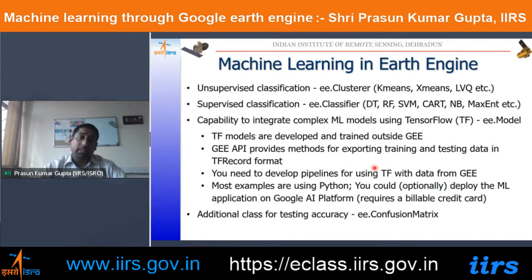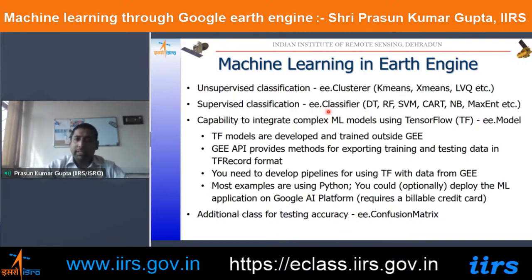Now we come to the core part, which is how you do machine learning on Earth Engine. Earth Engine provides some inbuilt functions. As I said, it is a programming-based interface, so you have to write code to do machine learning on Earth Engine. For unsupervised classification, like clustering, there are things like k-means, efficient k-means called x-means, an algorithm called linear vector quantization, and so on. So there are some inbuilt clustering algorithms built in Earth Engine.